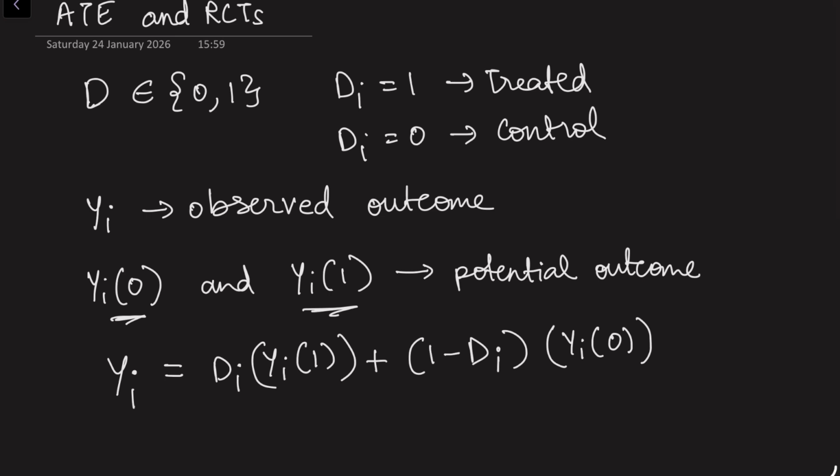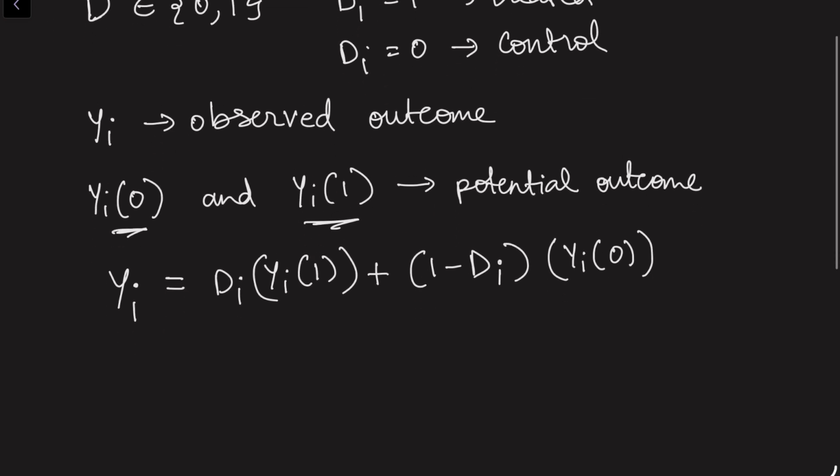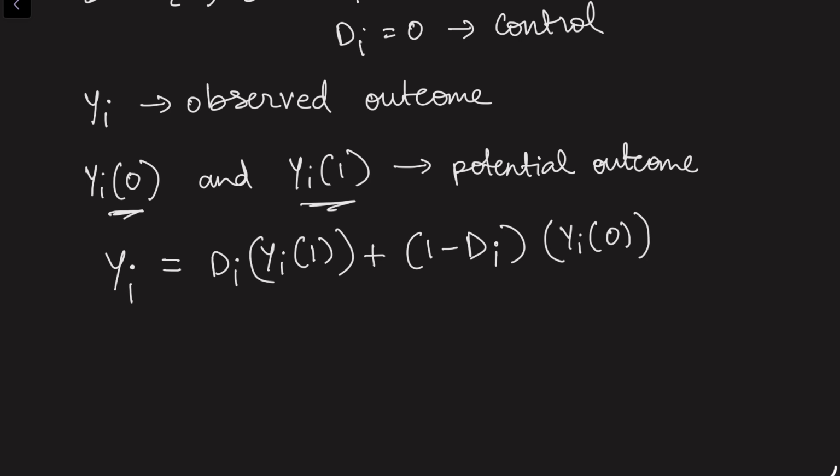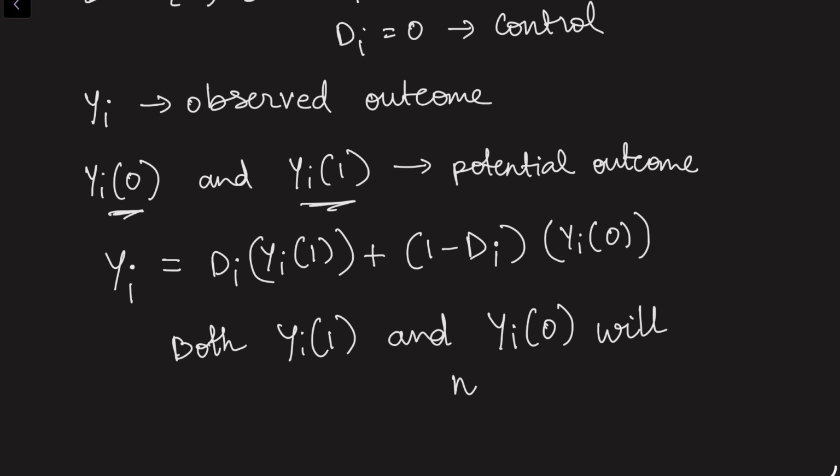So what is the main problem? The main problem is that both Yi of 1 and Yi of 0 will never be observed simultaneously. So let me write that down. Both Yi of 1, that is potential outcome of being treated, and Yi of 0, potential outcome of not being treated, will never be observed simultaneously. Sorry, it's a bit long.